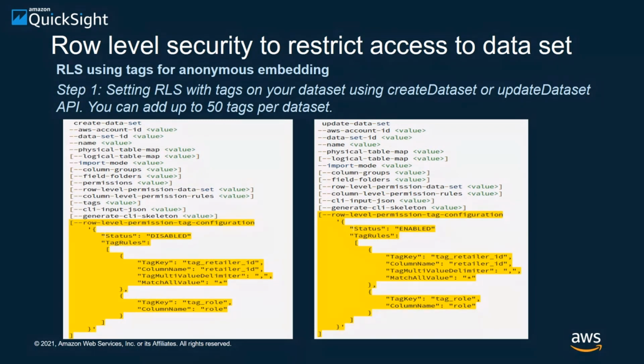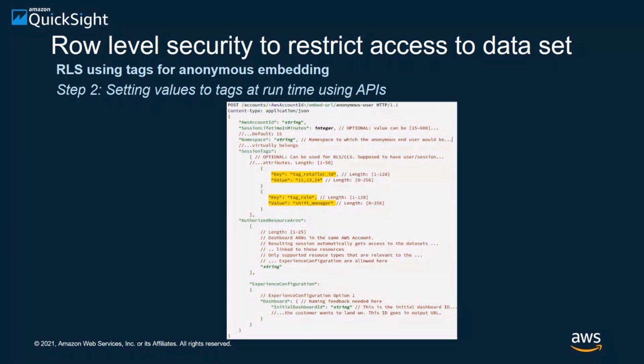I also have two parameters called multi-value delimiter and match all value. You can use multi-value delimiter where you want to pass multiple values to the retailer ID column when you're actually setting values to these tags. Here I've defined that to be a comma delimiter. You can also define your own match all value, where if you have, let's say, hundreds of retailer IDs and you don't want to type each of them, you can use whatever you have defined in match all value to be your match all. In this case, it's asterisk for me. So using these two APIs, I have defined two tags. And now I will show you how to assign values to those tags.